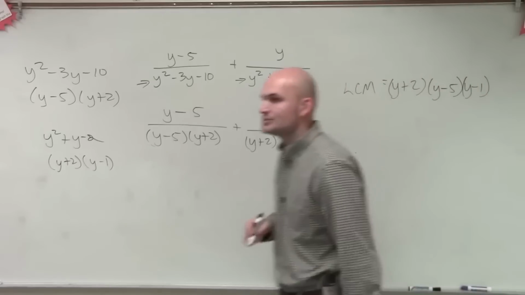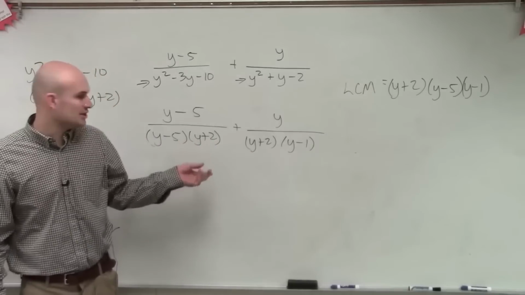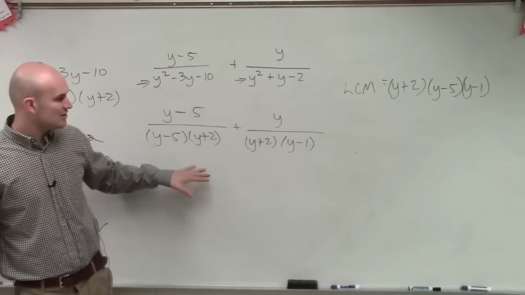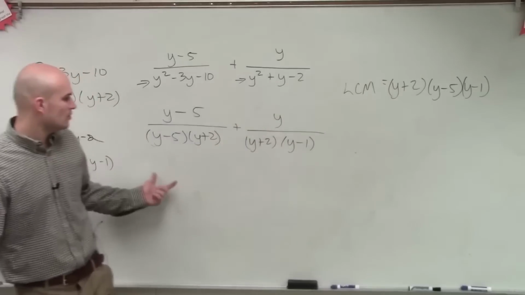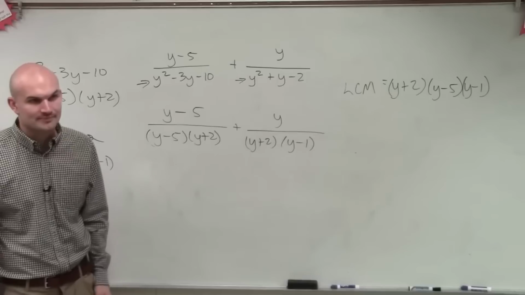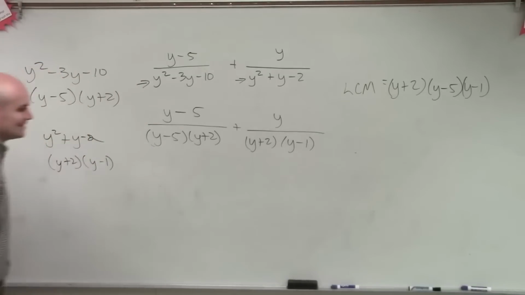So ladies and gentlemen, you could see that if I were to multiply both of these by each other, I would have a redundancy of y plus 2. But now when I factor them out, I notice that my LCM needs to only contain y plus 2, y minus 1, and y minus 5. So now I need to look at it and say, what do I need to multiply each term by to get it to that LCM?